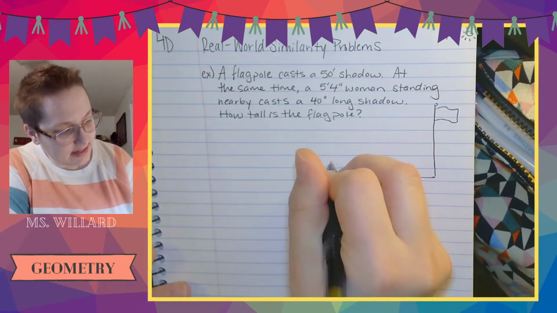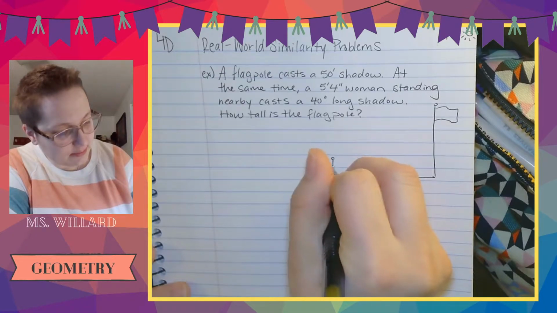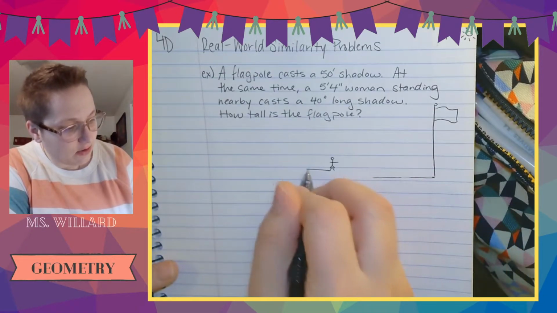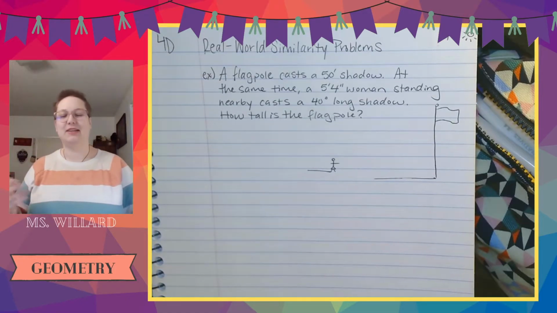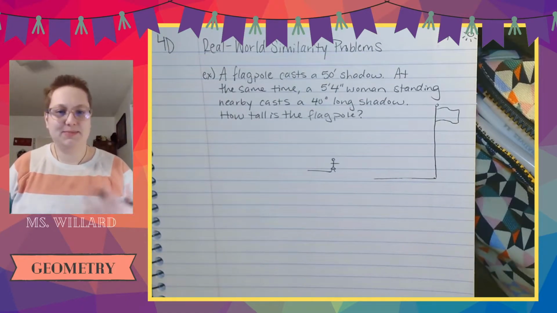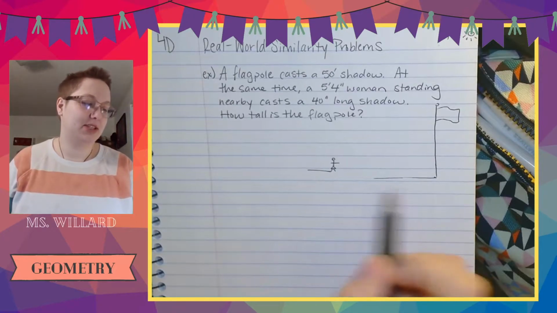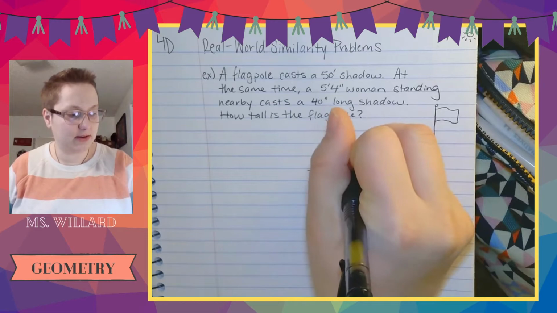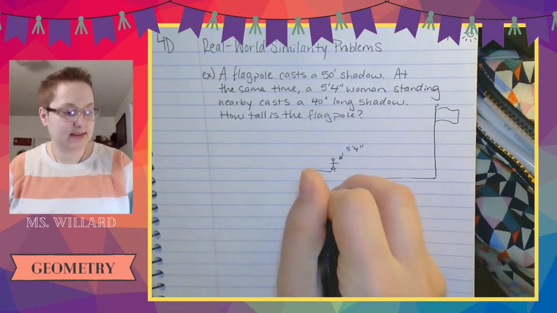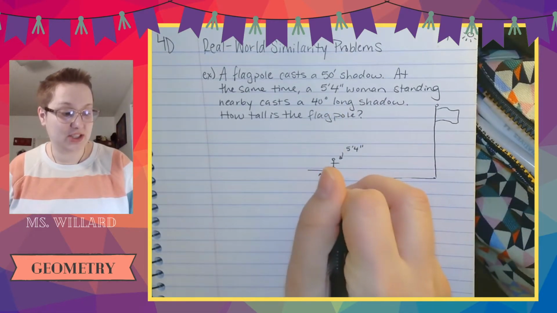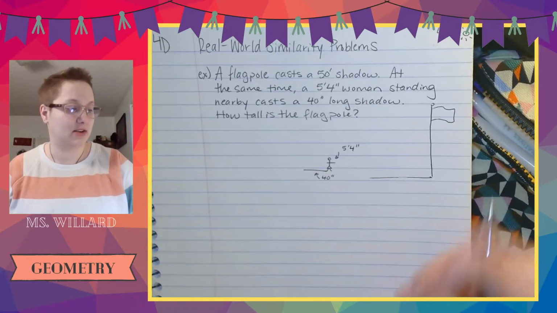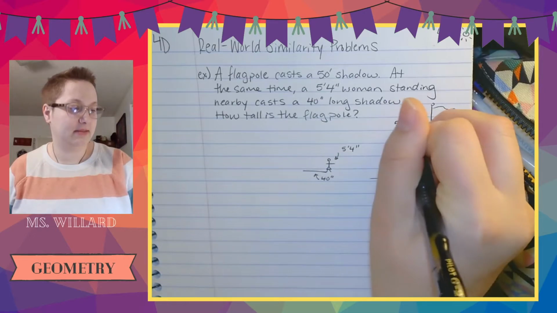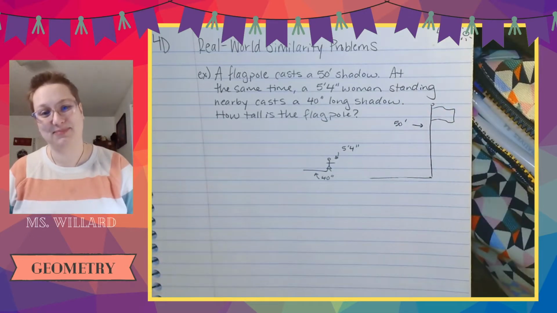And then there's a lady. I'll put her in a dress, who also casts a shadow. Okay, so there's my shadows. And it says that this woman is 5'4". It says her shadow is 40 inches. This is going to be key later, that this is all in weird units. And this is a 50-foot flagpole shadow, not drawn to size.